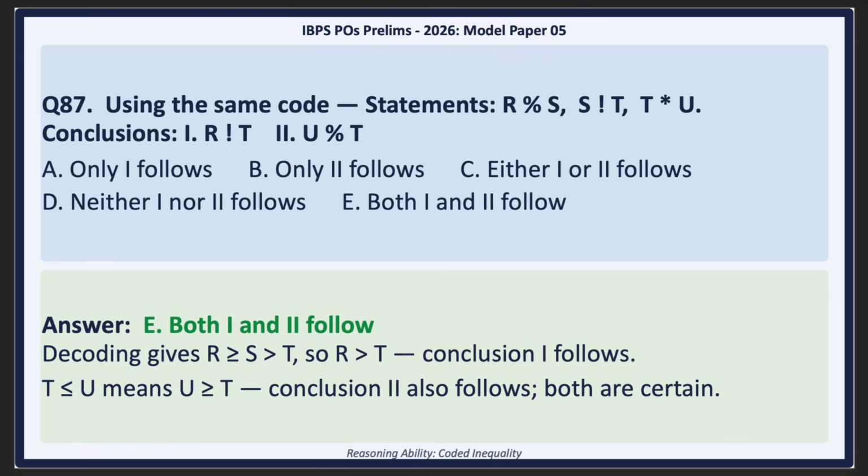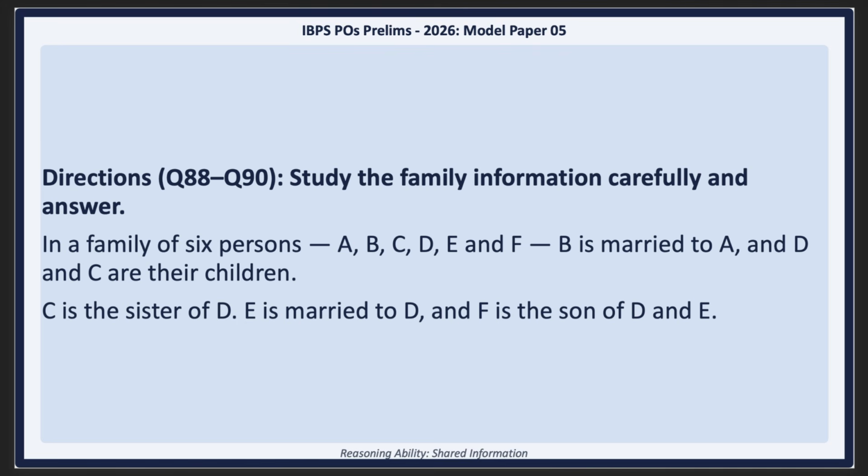Both are true. Let's stick with relationships but switch to human ones. Questions 88 through 90 ask us to map out blood relations. We have a family of 6: A, B, C, D, E, and F. A quick tip for you listening.